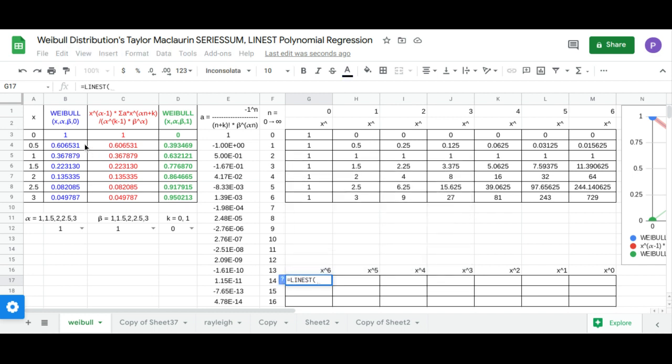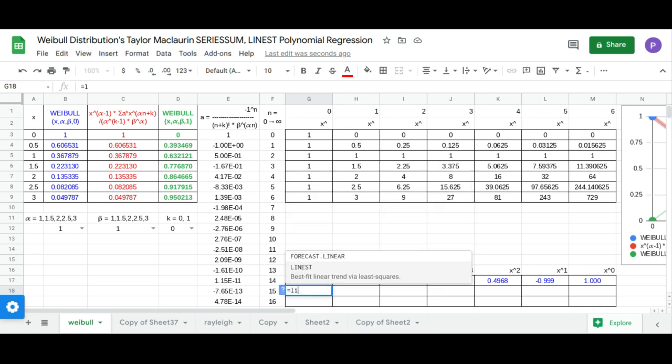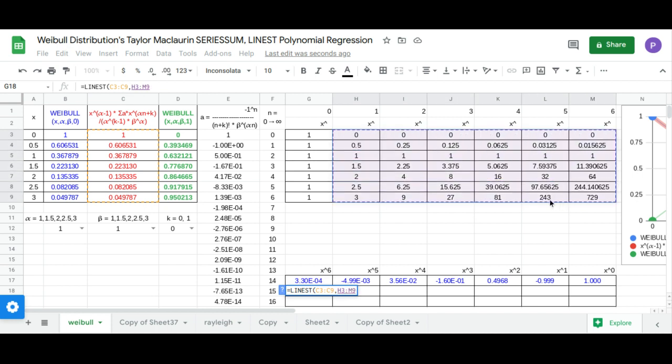LINEST, starting with the probability density function, data y and data x. These are the polynomial regression coefficients. And the expansion, LINEST, this will be our data y and data x. The Taylor-Maclaurin SERIESSUM expansion. And finally, the cumulative distribution function, LINEST, data y and data x. Enter.